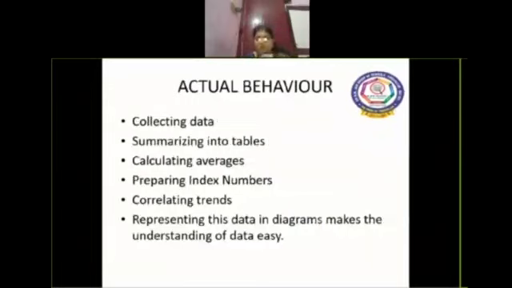Now, watching actual behavior amounts to collecting data, summarizing it into tables, calculating averages, preparing index numbers, and correlating trends. Representing this data in diagrams makes the understanding of data easy. In our further chapters, we are going to discuss all these topics in detail.